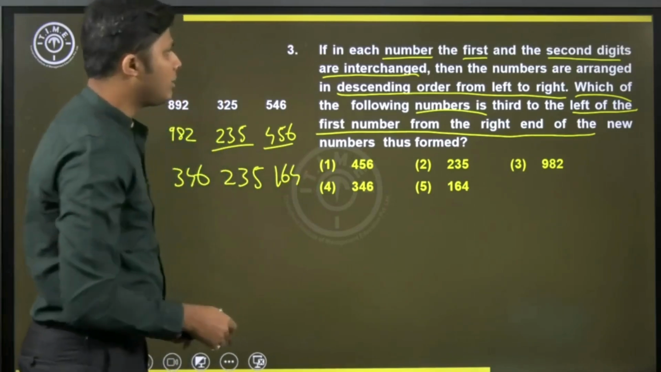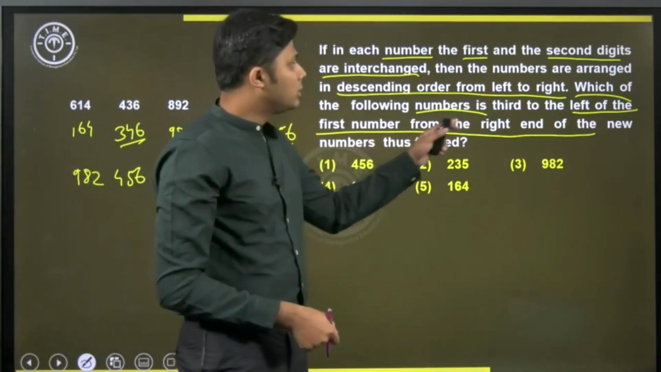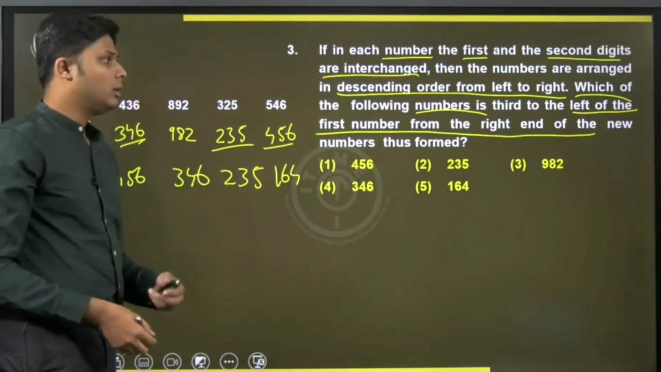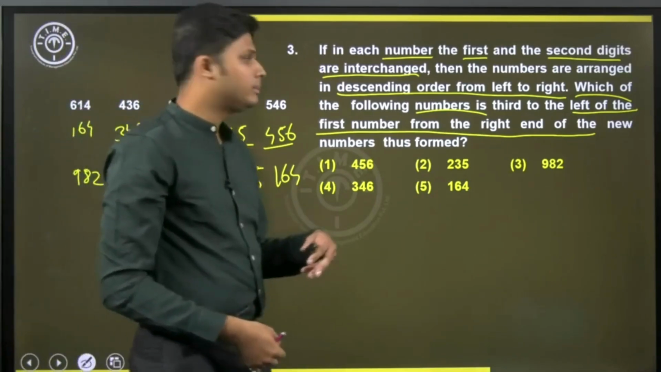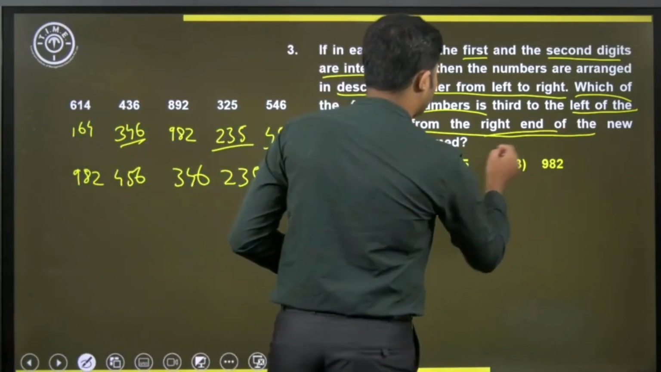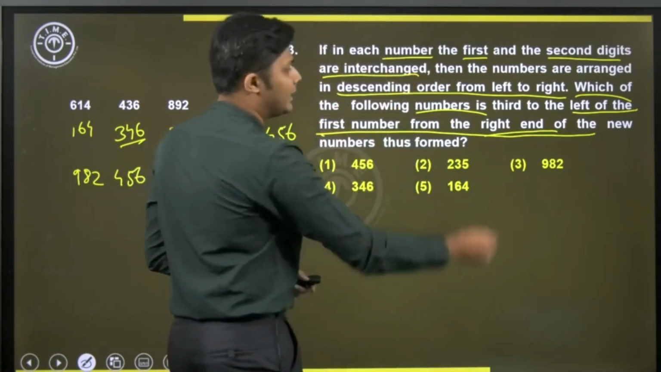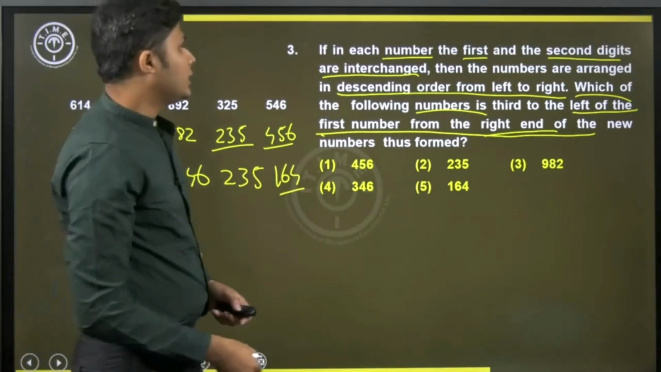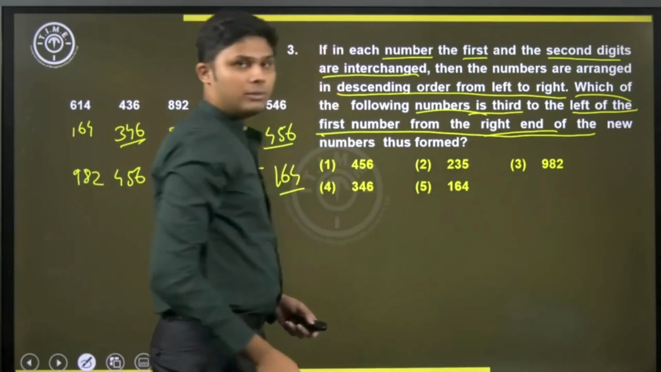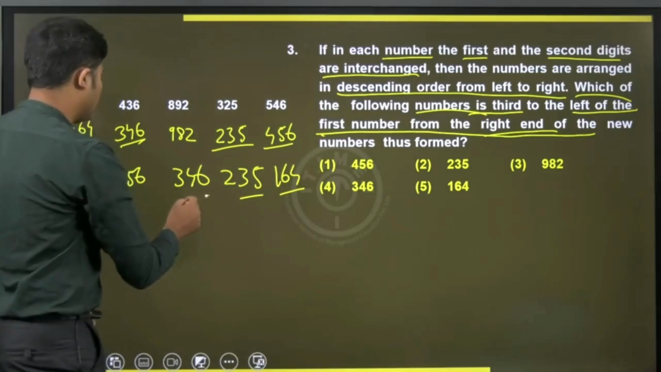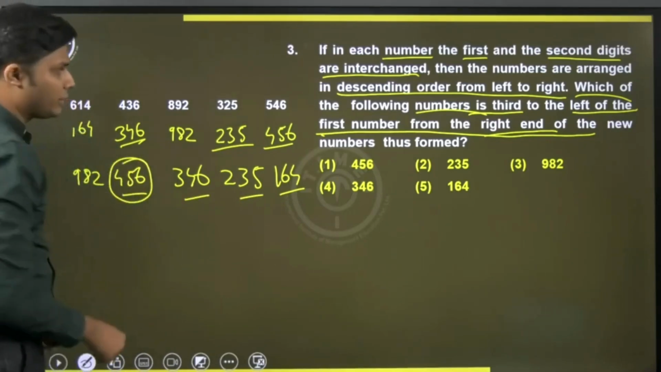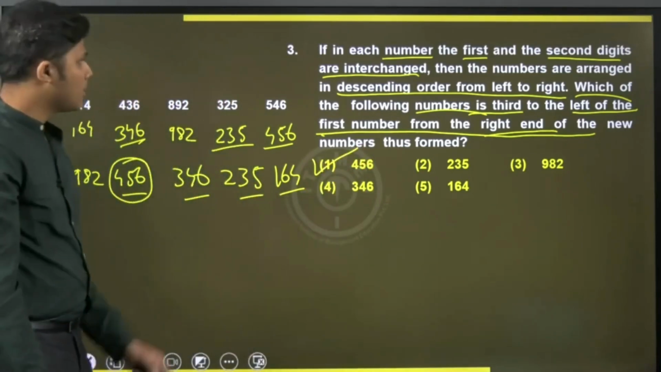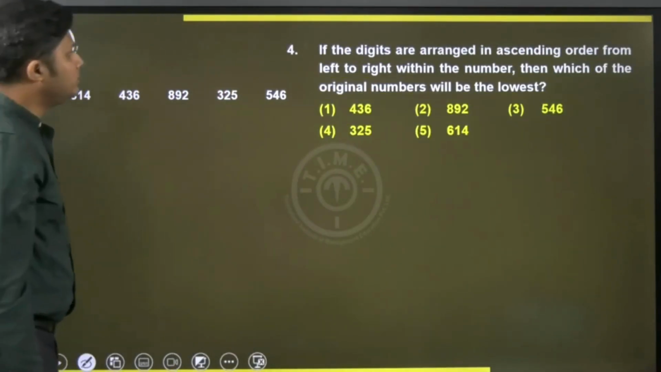164. So we have been asked to find out the number which is third to the left of the first number from the right end. So let's start from the bottom. The first number from the right end here is 164, and the third number to the left of this number is 1, 2, 3, which is 456, which is given in choice 1. So moving on to the next question.